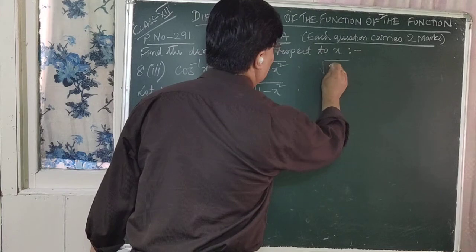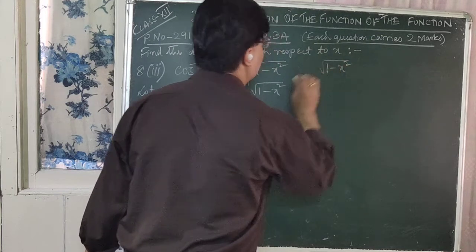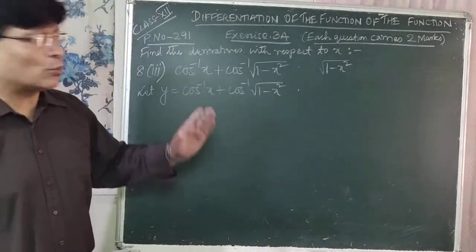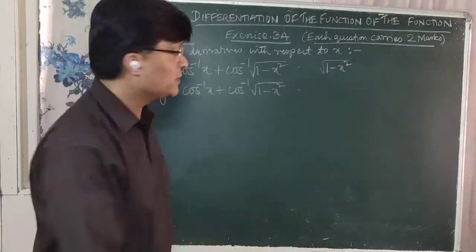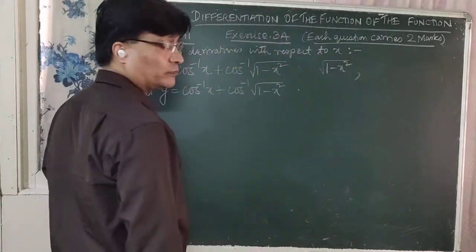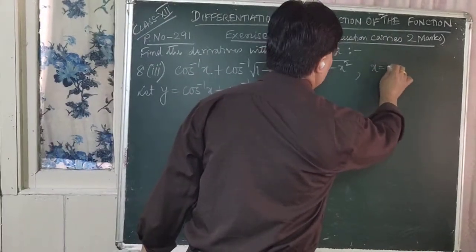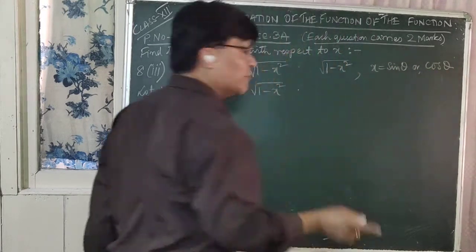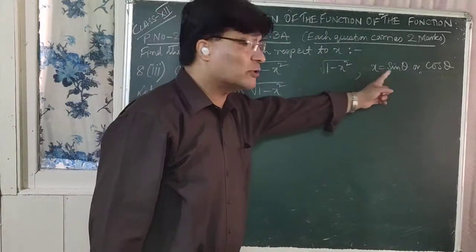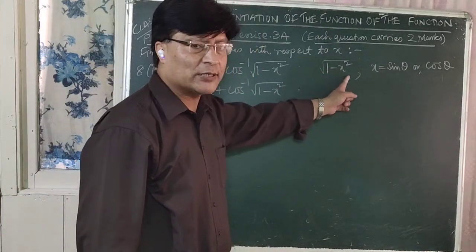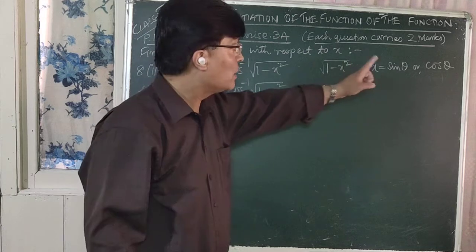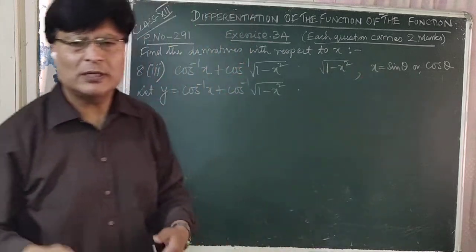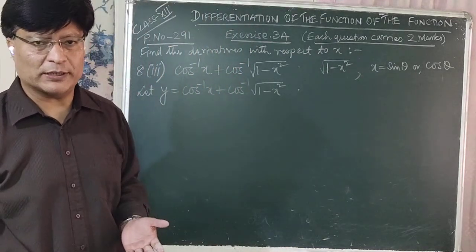If it is root over 1 minus x square, and you want to substitute a trigonometric function for x, what should you substitute? Either you can put x is equal to sine theta or cos theta. Because if you put x is equal to sine theta, it will be root over 1 minus sine square theta, which is equal to cos theta. If you put x is equal to cos theta, it will be root over 1 minus cos square theta, which is equal to sine theta. That is the formula from trigonometry, right?